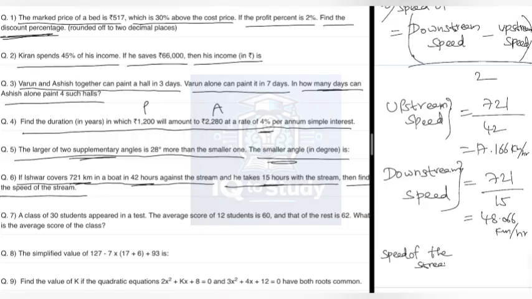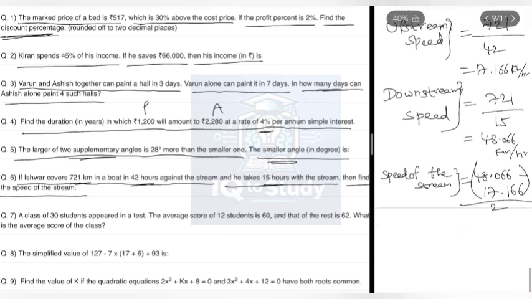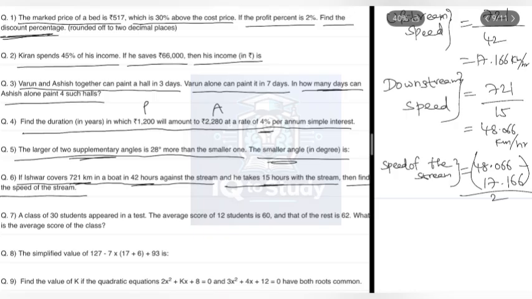Speed of the stream is equal to 48.066 minus 17.166 divided by 2, which is equal to 30.9 divided by 2, that is 15.45 kilometers per hour. So the speed of the stream is 15.45 kilometers per hour.